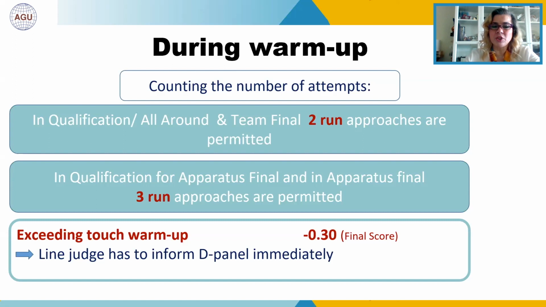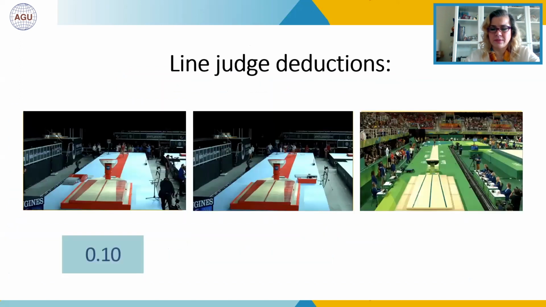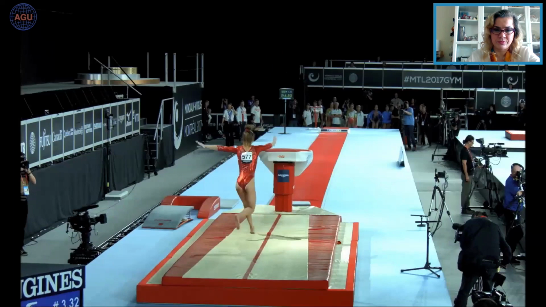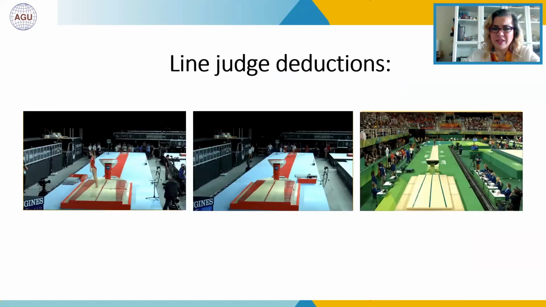In case of exceeding the touch warm-up also, the line judge has to inform the D panel immediately. So they deduct 0.3 from the final score in case of exceeding the touch warm-up, which means she exceeded the attempts number. Let's see some examples for the line. First example. Okay, in here the gymnast stepped out with 1 foot, so it's 0.1.